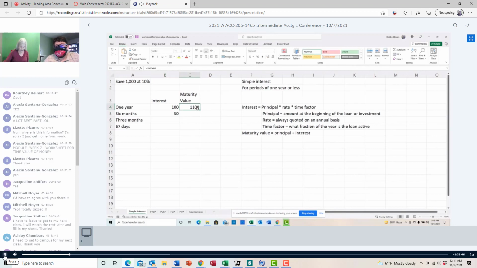And now I can use that fill handle. I think I demonstrated it before. That little box in the bottom right-hand corner. Swipe over it, you have a skinny plus. 4-headed arrow is different. Skinny plus, left mouse button, drag it down. My maturity value is now $1,050 because I've earned $50 in interest.